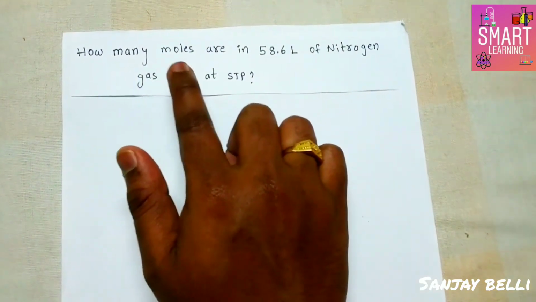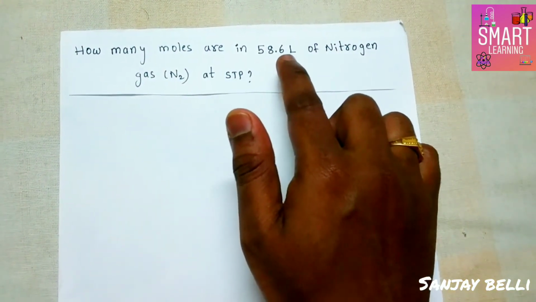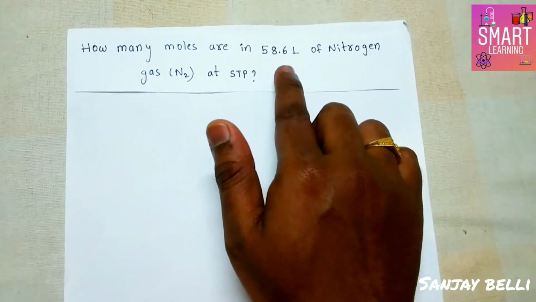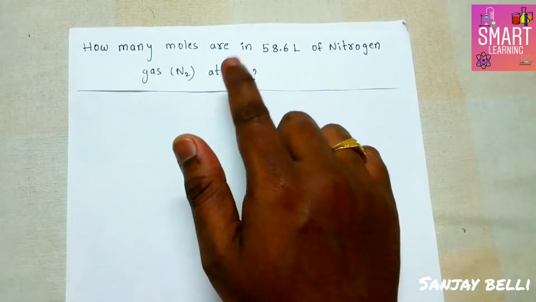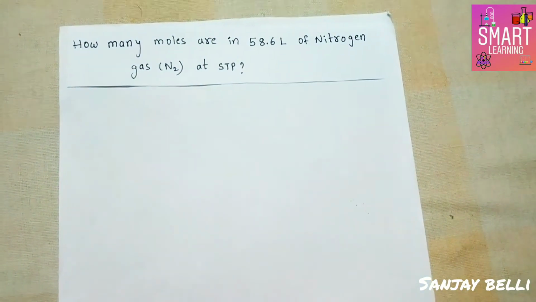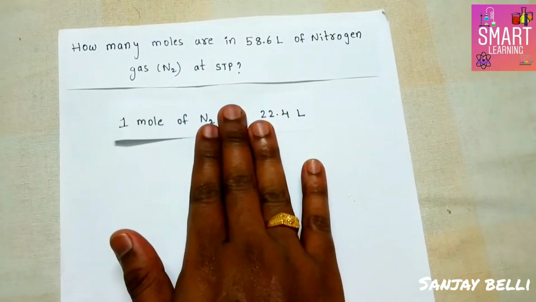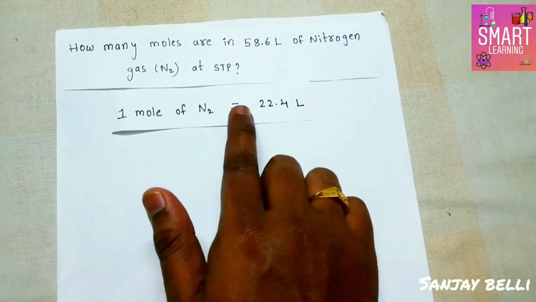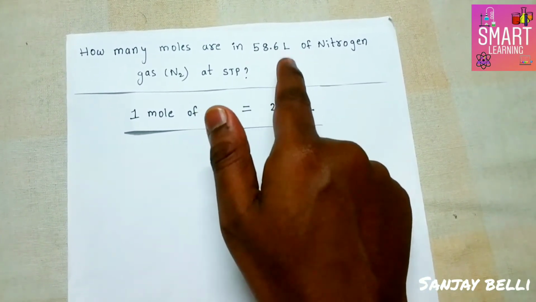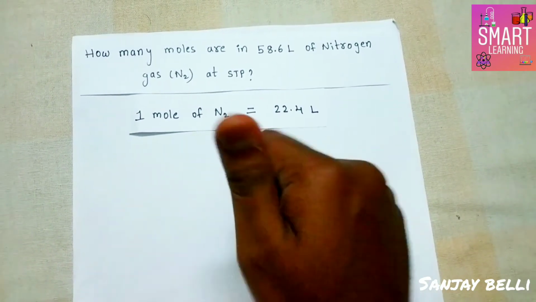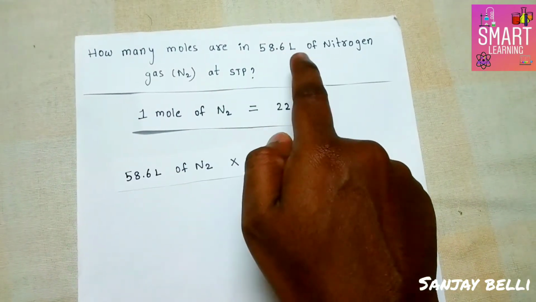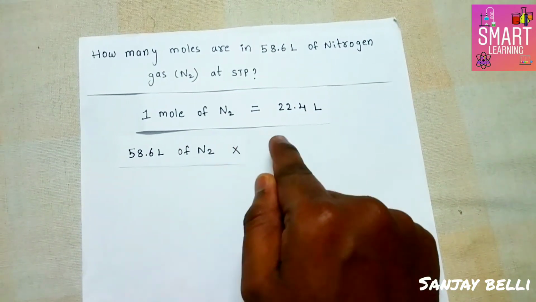Next problem. How many moles are in 58.6 liters of nitrogen gas at STP? So here we have to find the moles. We know that for any gas, 1 mole of nitrogen gas is equal to 22.4 liters. Then 58.6 liters of nitrogen gives how many moles?